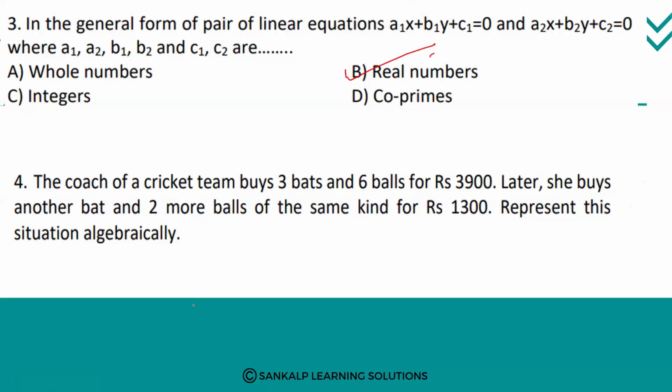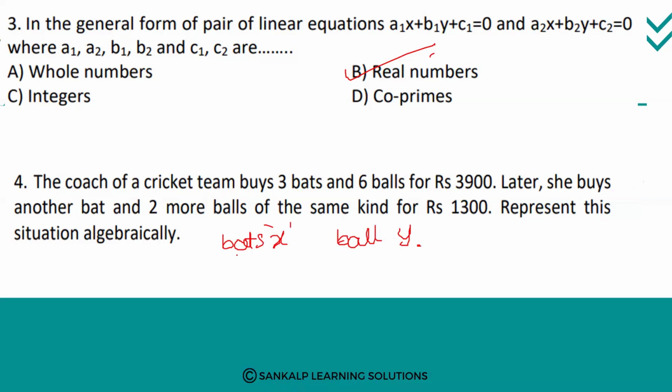Okay. The coach of a cricket team buys 3 bats and 6 balls for rupees 3,900. Later, she buys another bat and 2 more balls of the same kind for rupees 1,300. Represent this situation algebraically. We need to represent the situation algebraically, means in the form of equations, right? So, the coach buys 3 bats. Bats we will consider as x, and balls we'll consider as y.